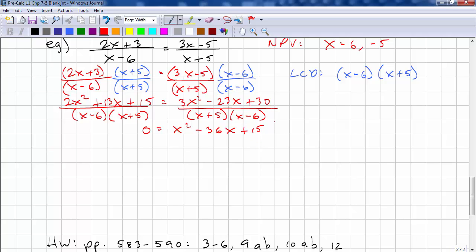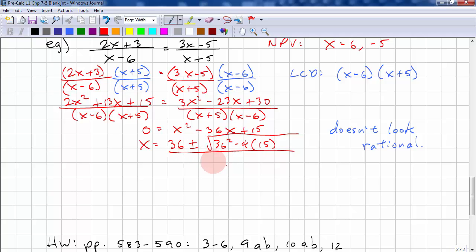Okay, offhand, I don't see any way of factoring this. Doesn't look rational, and doesn't look rational means it doesn't look like it factors. So x equals, we're going to use the quadratic formula, negative b, that's going to be positive 36, plus or minus the square root of 36 squared minus 4 times a, that's just 1, times c, that's 15, all over 2a, since it's 1, we just have all over 2. So we have 36 plus or minus square root. Do this on a calculator, you get 1236, all over 2.